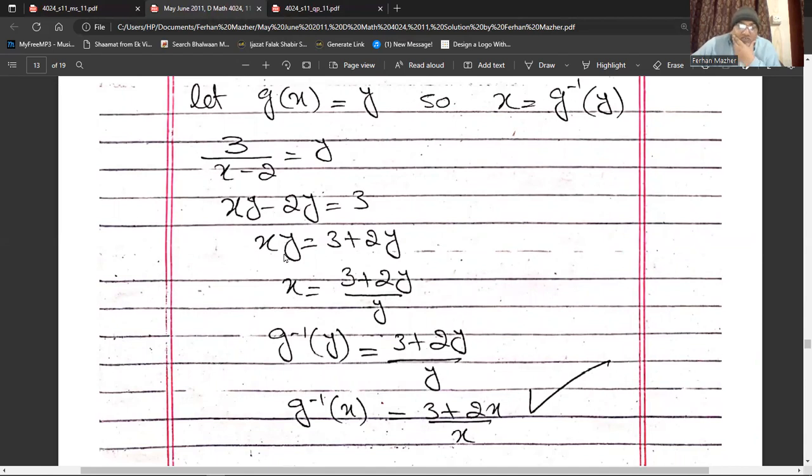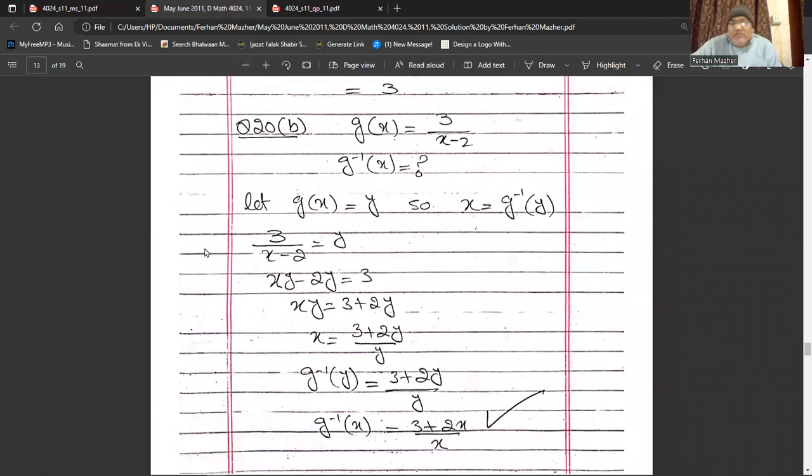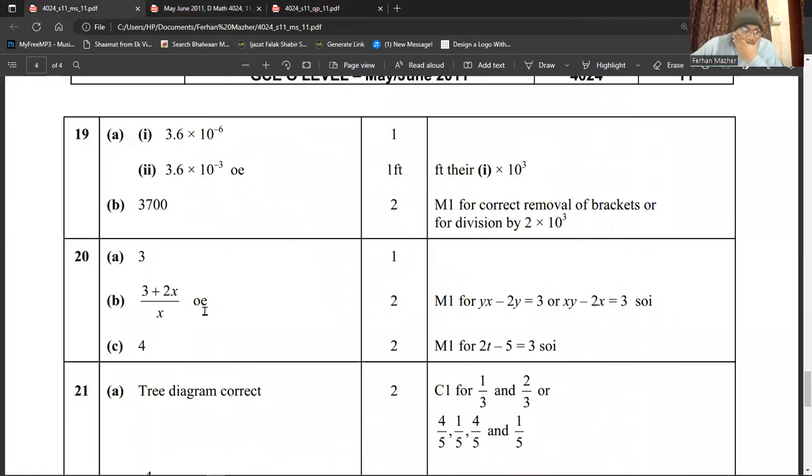Now I will make x alone. This y will go to the other side and divide. So x is equal to 3 plus 2y, the whole thing divided by y. In the place of x, I can write g inverse of y, that is equal to 3 plus 2y divided by y. So g inverse of x will be equal to 3 plus 2x divided by x. So this is how you find the inverse of g of x. 3 plus 2x, the whole thing divided by x. Our answer is right.